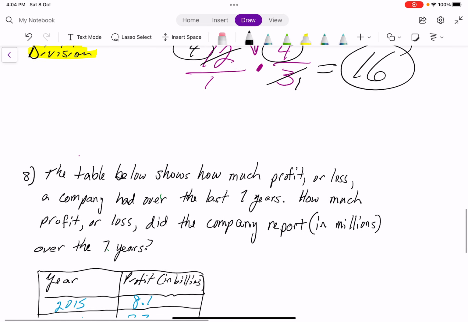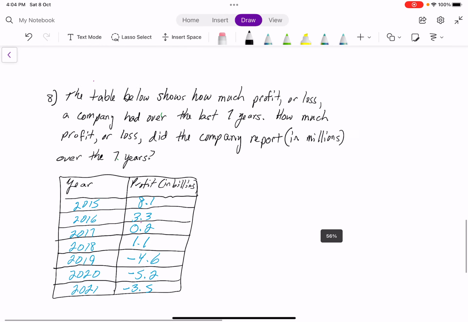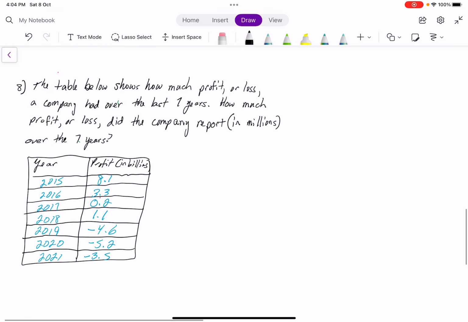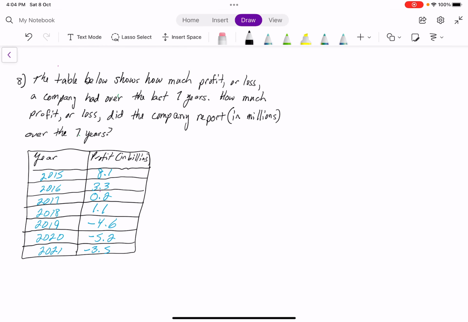All right, and then the last one here, it says the table below shows how much profit or loss a company had over the last 7 years. How much profit or loss did the company report in millions over the 7 years? And then it says here, and this is where you guys seem to be getting confused in class, that our profit is in billions. And you're like, well, you're telling us that the answer is going to be in millions. At the end of this problem, I will discuss that, and it will make sense then.